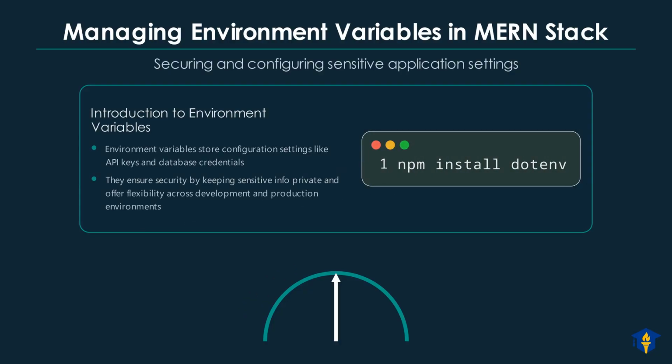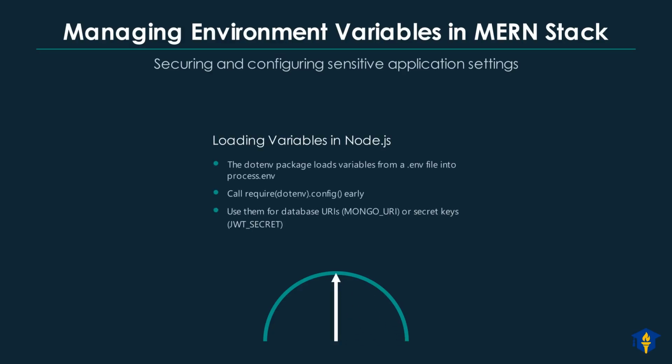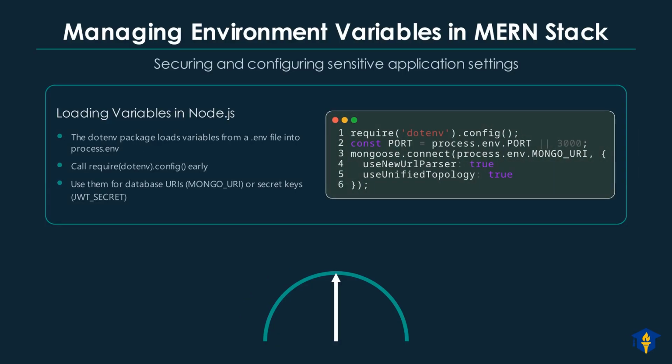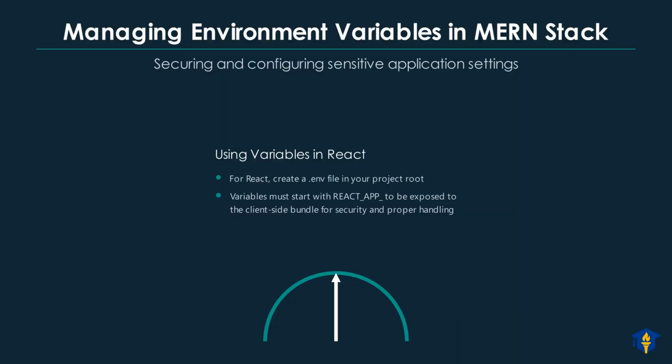To enable environment variables in Node.js, first install the dotenv package. Next, we will see how to load these variables effectively within your Node.js backend. The dotenv package loads variables from a .env file into process.env. Use them for database URI or secret keys. This code loads environment variables, sets the port, and connects to MongoDB using process.env.MONGO_URI.